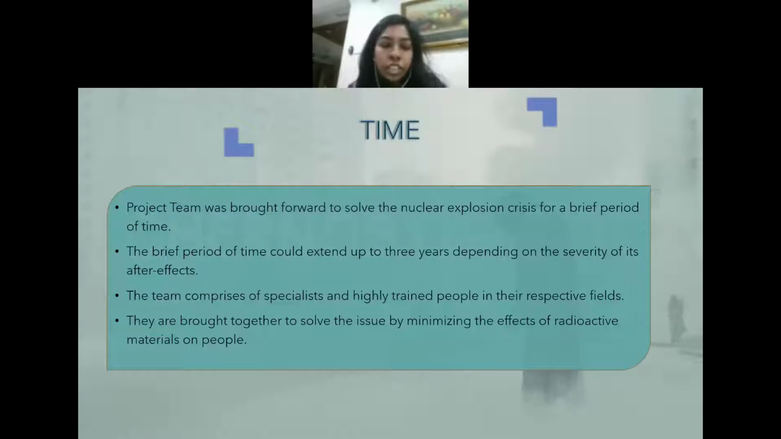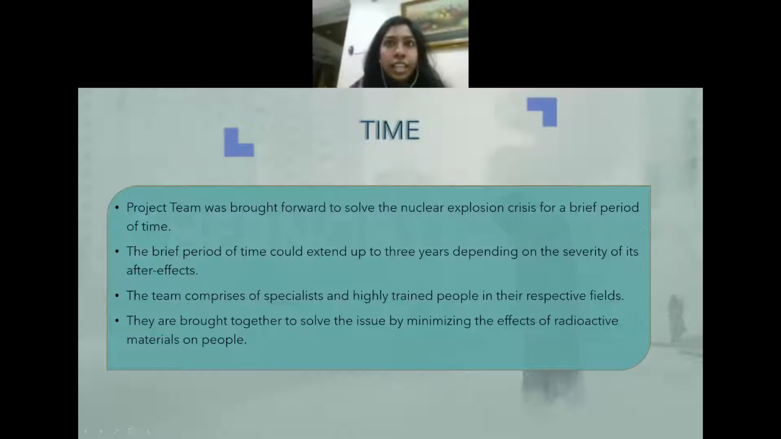So the nuclear physicists were explaining the after effects in detail by referring to the map as well. Now, a project team was brought forward to solve the nuclear explosion crisis for a brief period of time. The brief period of time could usually extend up to 3 years, depending on the severity of the case.